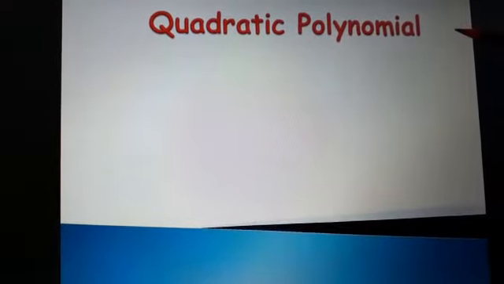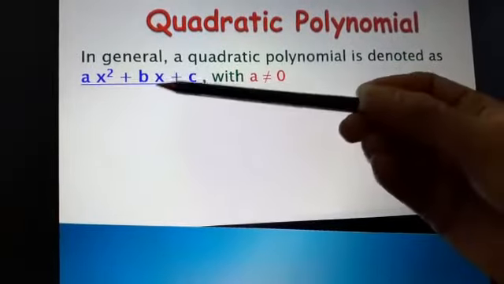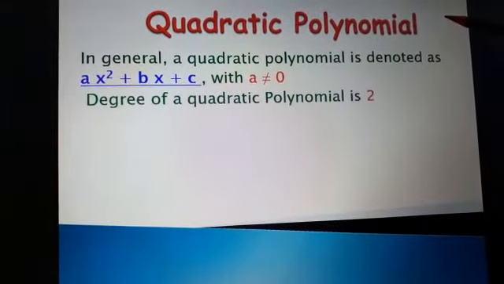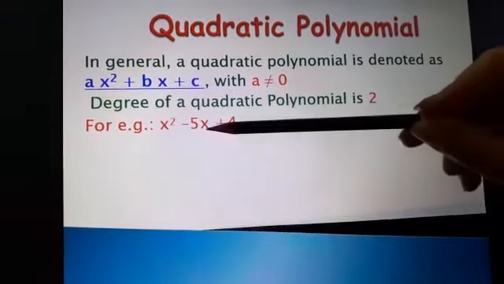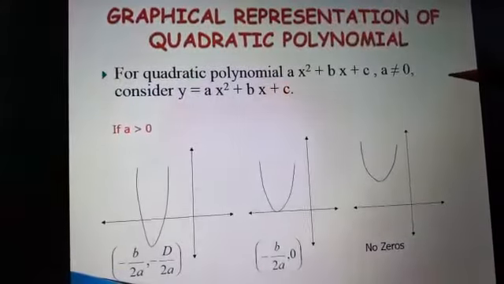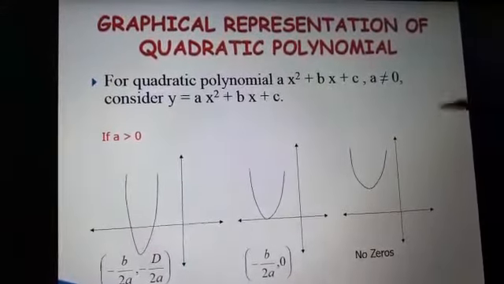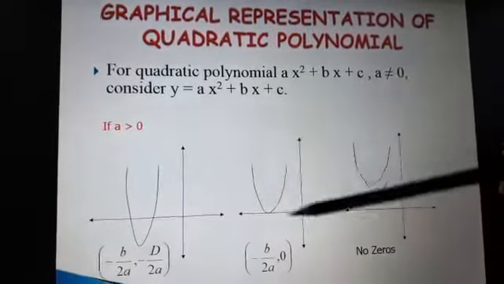Then quadratic polynomial. The general form of a quadratic polynomial is ax² + bx + c. It means a quadratic polynomial has degree 2. So this is an example, x² - 5x + 4. Now how can we represent a quadratic polynomial? When we represent a quadratic polynomial, we will get a U shape.